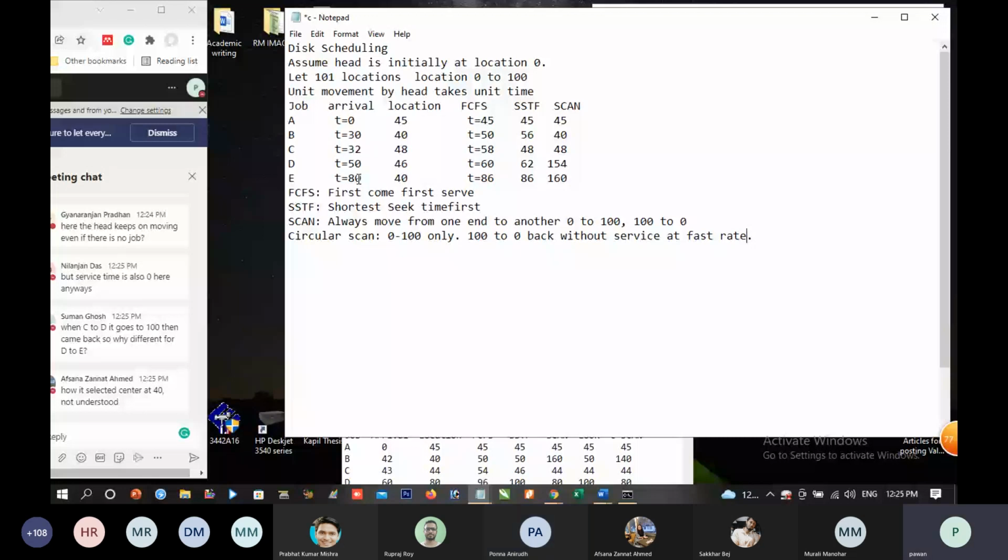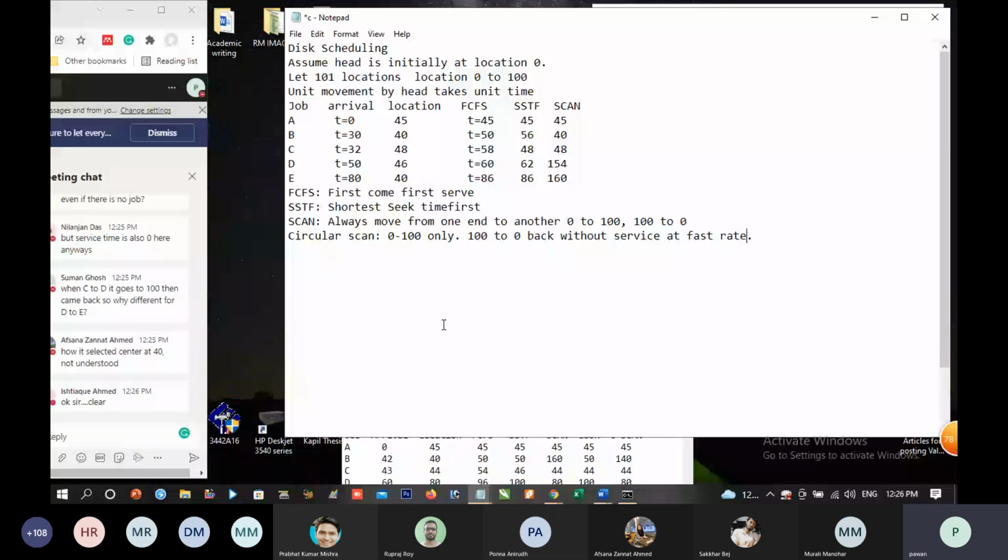But you see, Niranjan, you are correct. Service time is 0, but movement time is not 0. But when we are coming back from 100 to 0, with the intention that no service will be given, we come at a very fast speed.